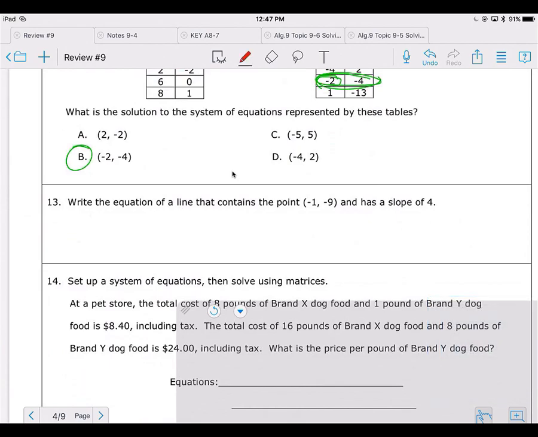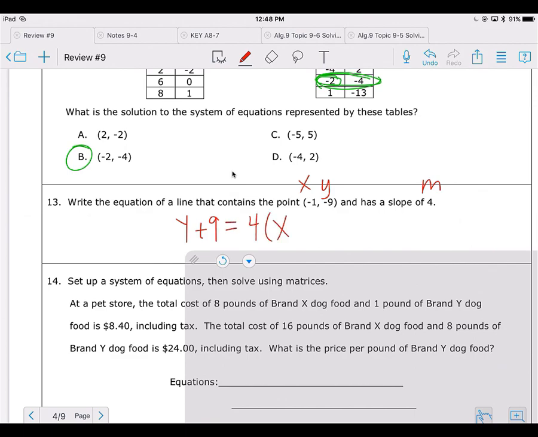Excuse me. Problem 13 asks us to write the line that contains the point -1, -9, excuse me, and has the slope of 4. So because we have a point and a slope, we will plug into point slope. Point slope is y minus your y point, so minus a negative would be a +9. And that equals m times x minus your x point. Minus -1 is a +1. They did not tell us to go any further, so we can stop there.